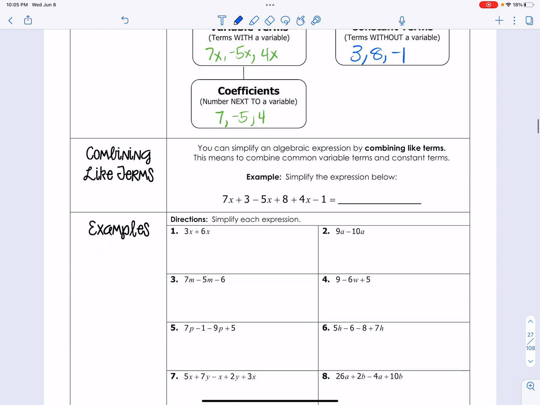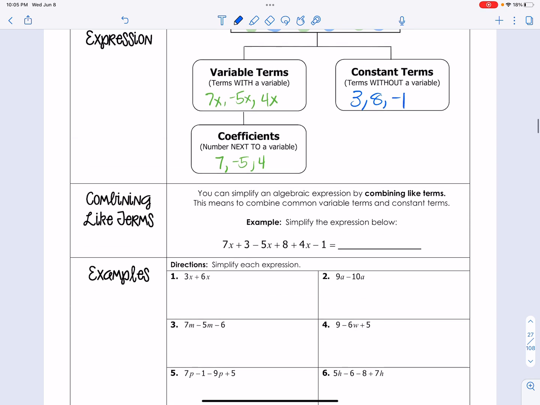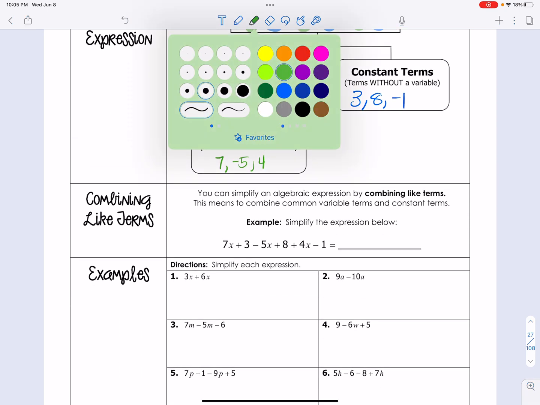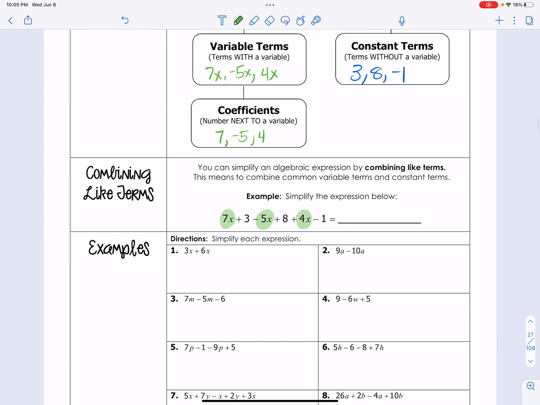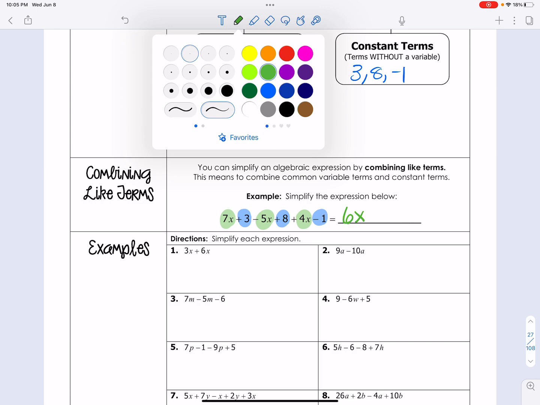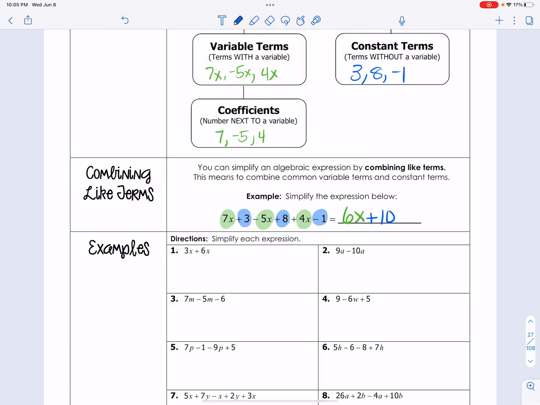So now combining like terms, I have all these greens. We made them green. 7x, negative 5, 4. You literally just go from left to right. 7 minus 5 is 2. 2 plus 4 is 6x. And then you put the constants together. So 3 plus 8 is 11. 11 minus 1 is 10. So my answer is 6x plus 10.